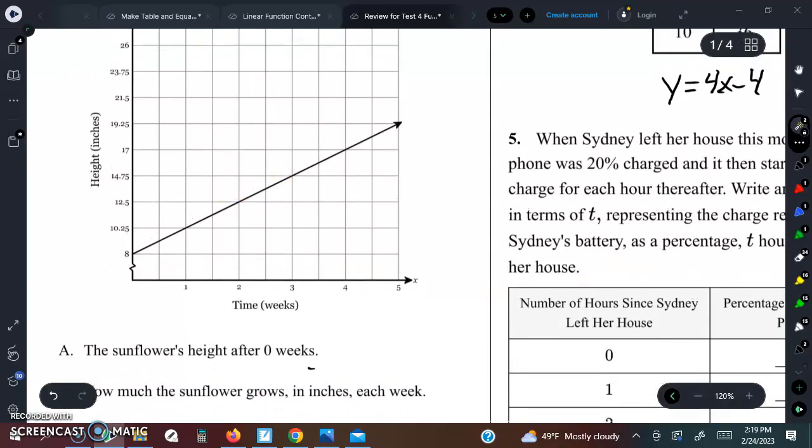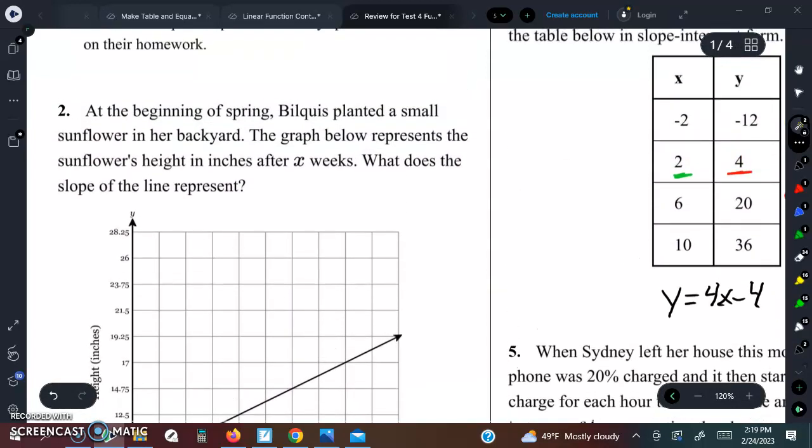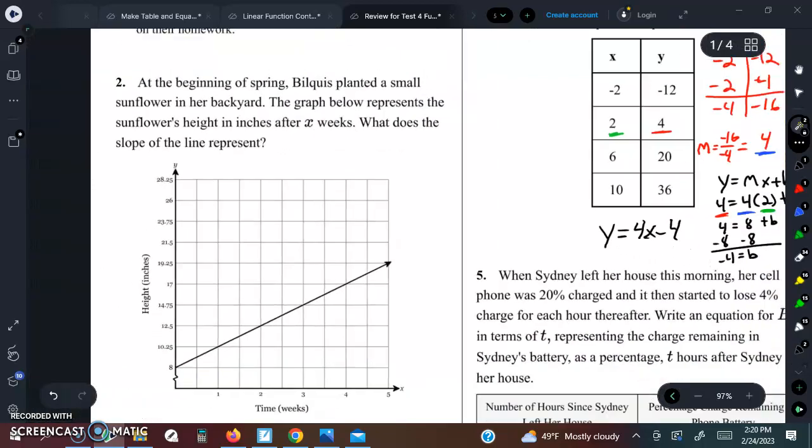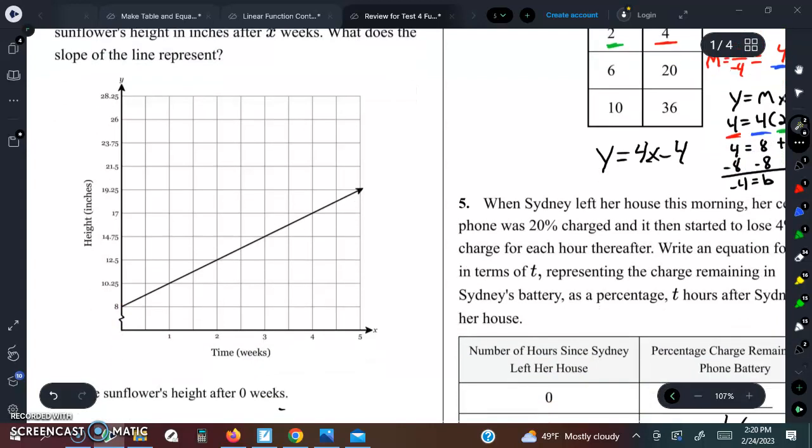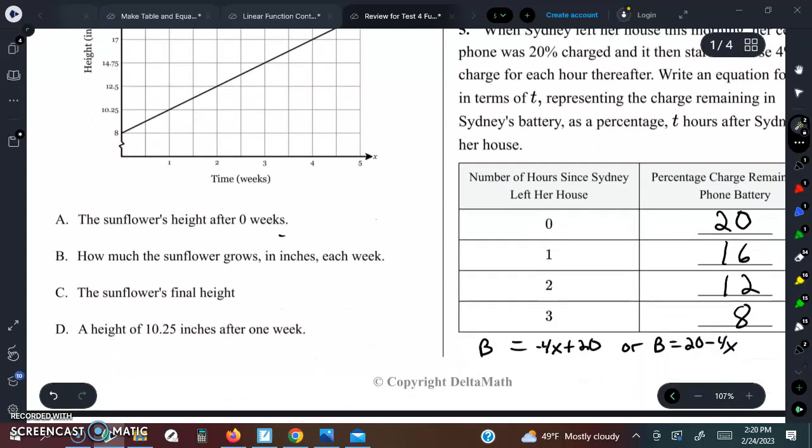Okay, and the slope is the change in the height of the sunflower. So it started off at 8, and then it went to 10.25, and then 12.5, and so on. So the answer is going to be how much the sunflower grows in inches each week. That's what the slope represents.